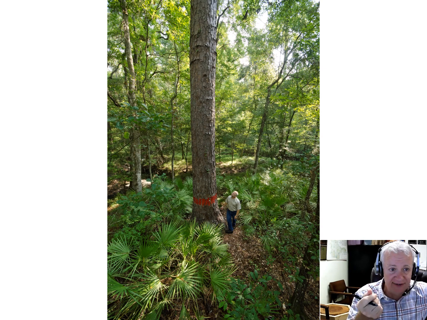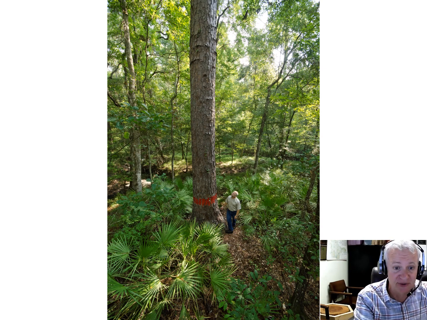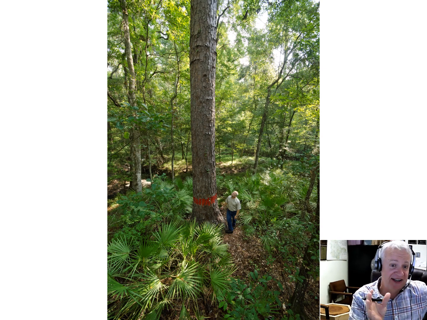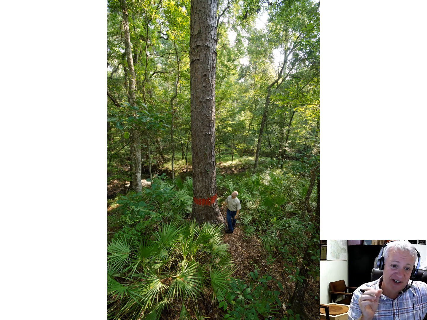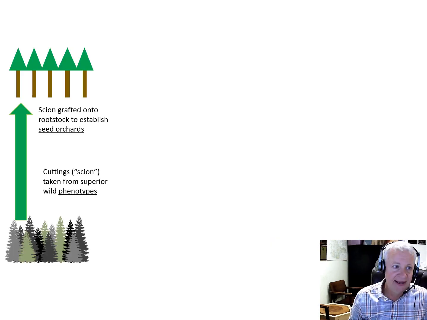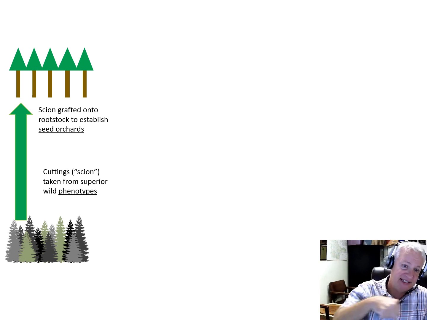So cuttings are taken from that tree. Obviously, it's a bit of a challenge with a big tree like that, and usually those cuttings are taken with a shotgun. They shoot at the branches of those trees with the shotgun, and branches fall down. And then they take those cuttings and graft them onto rootstock in a seed orchard.